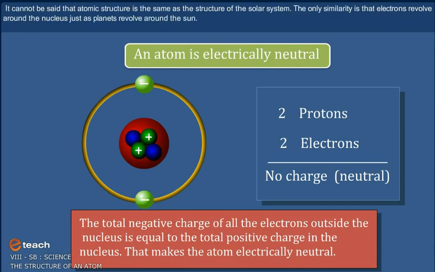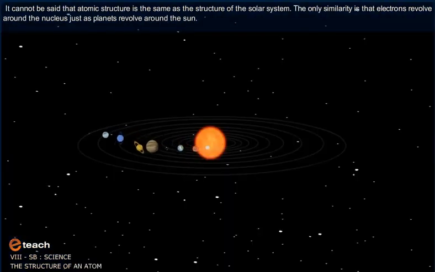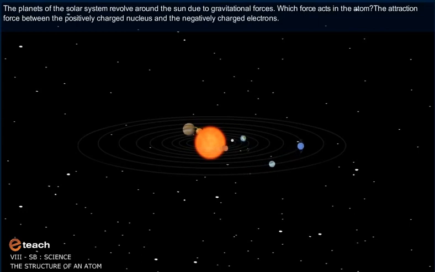It cannot be said that atomic structure is the same as the structure of the solar system. The only similarity is that electrons revolve around the nucleus just as planets revolve around the sun. The planets of the solar system revolve around the sun due to gravitational forces.